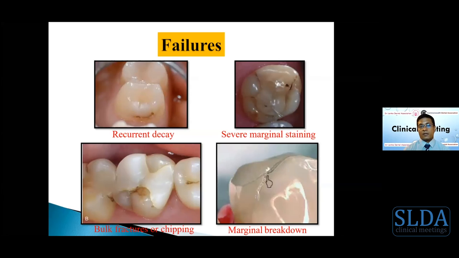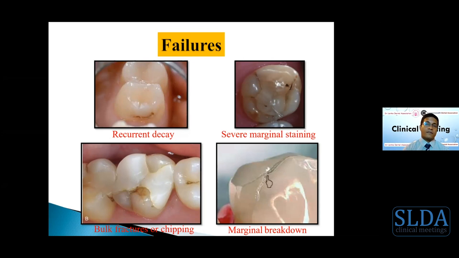Now, the final slides. When talking about failures, they could be either biological or technical. Biological complications include hypersensitivity, caries, endodontic complications, and tooth and root fractures. Technical failures include ceramic fractures, which is the most common technical complication, followed by debonding and chipping of the ceramic restorations. So these failures mainly could be due to inadequate tooth preps or bad fabrication of the restoration.